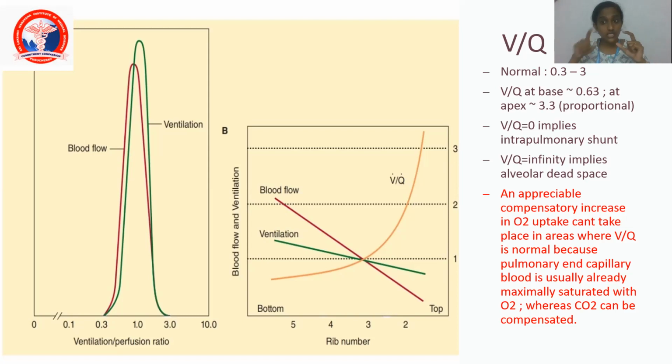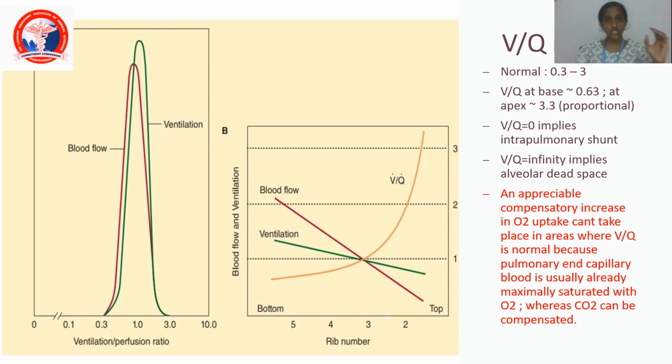Whenever we are telling that V by Q is 0, then we are telling that ventilation is not there, but perfusion is there. So there are regions of the lungs where there can be alveolar collapse, there can be fibrosis, there can be pulmonary edema, that is the alveoli is filled with fluids. At that point of time we cannot have ventilation, but perfusion is still there. So that is the point where the shunting occurs. Shunting is when there is no ventilation, but perfusion continues. So the pulmonary blood will leave the lung without even carrying oxygen along with it. So it will enter the left side of the heart without carrying oxygen. That is the theory where we are calling there is an intrapulmonary shunting.